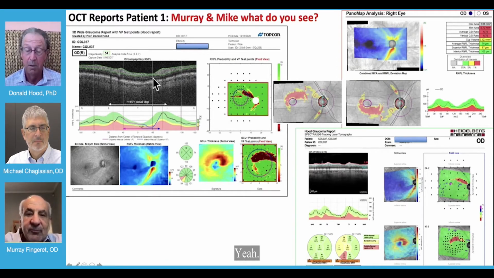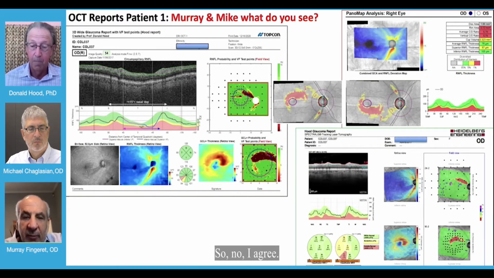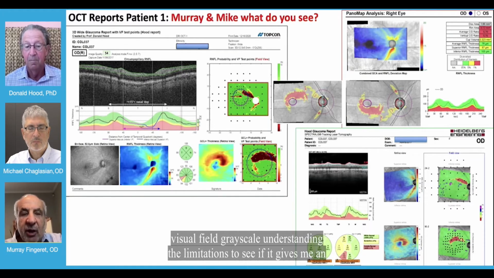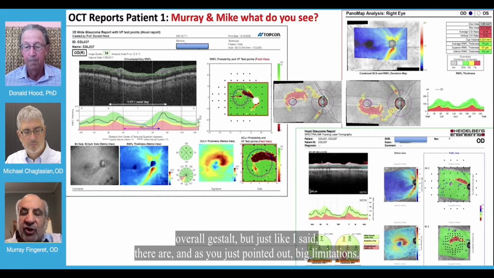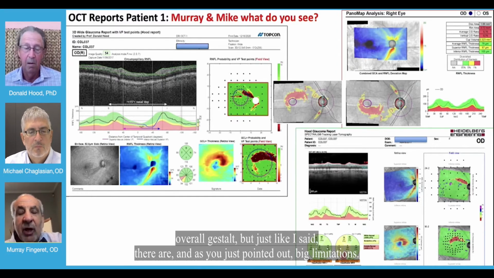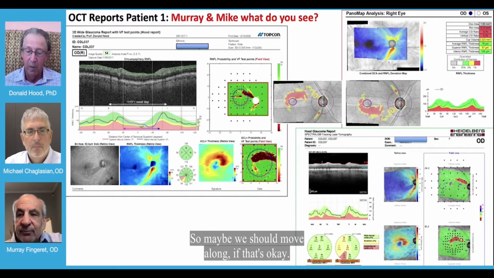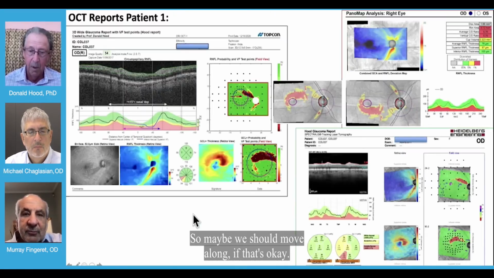Yep. So no, I agree. I do look at them, but I look at them in the same way that I look at a visual field grayscale, understanding the limitations to see if it gives me an overall gestalt. But just like I said, and as you just pointed out, there are big limitations. Okay, so maybe we should move along if that's okay.